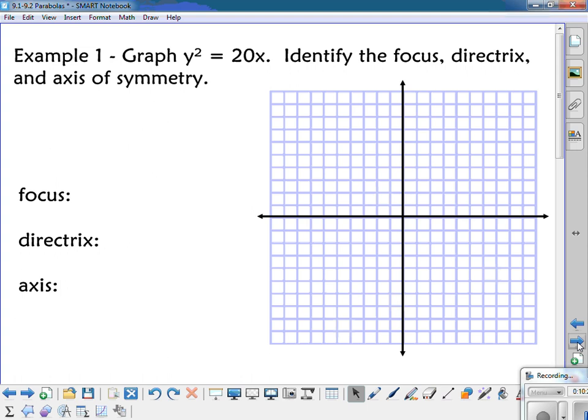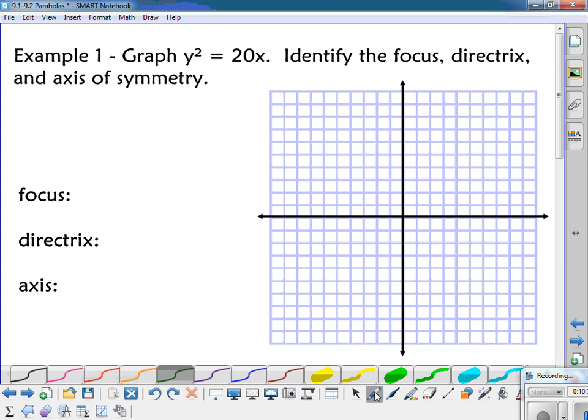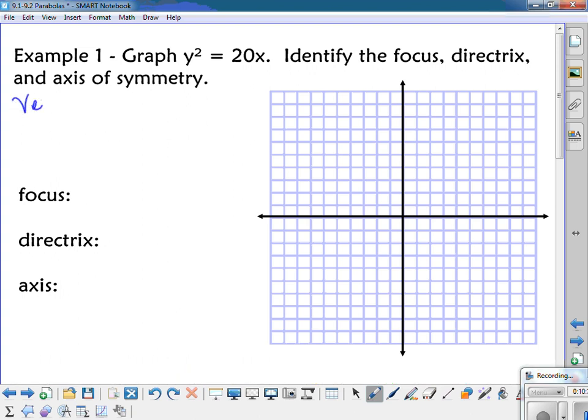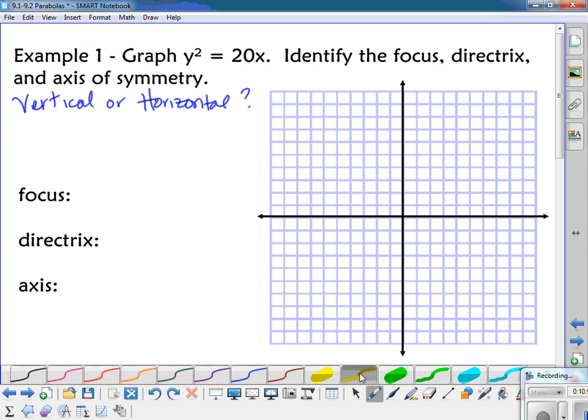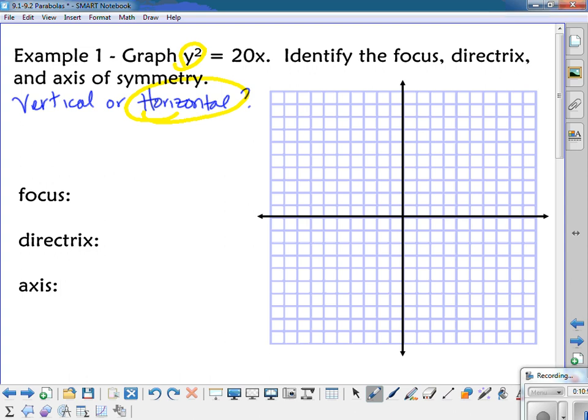All right, so let's graph one of them. We've got y squared equals 20x. We're going to identify the focus, directrix, and axis of symmetry. So the first thing I want to know, though, before I can figure anything out, is this one going to be vertical or horizontal? I'm hearing more votes for horizontal. Somebody want to tell me why they picked horizontal? Because of the y squared, yeah.